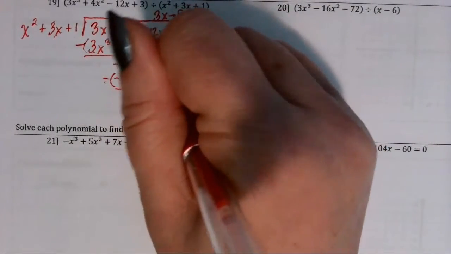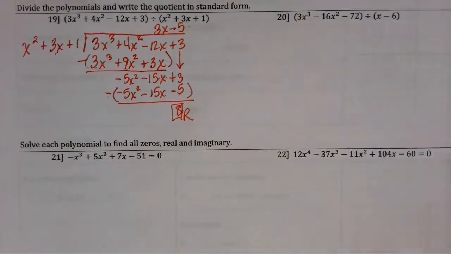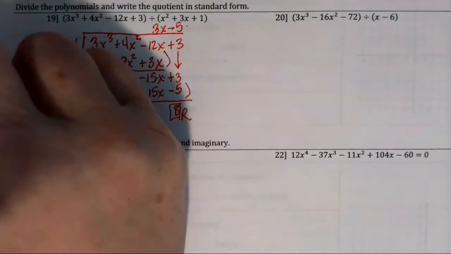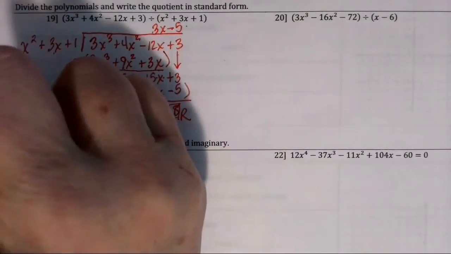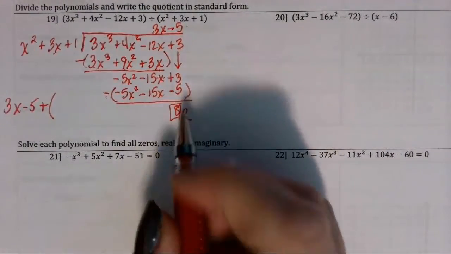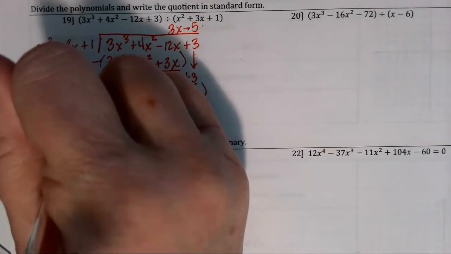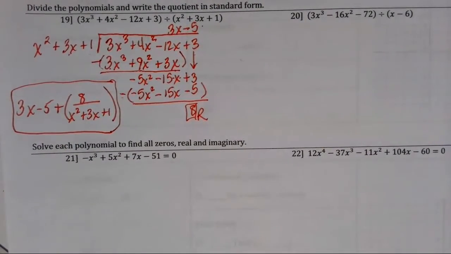is 8. That 8 is the remainder from that long division, and so I'm writing my quotient then as the quotient 3x minus 5 plus the ratio of the remainder 8 over the divisor x squared plus 3x plus 1. And that would be the solution in standard form.